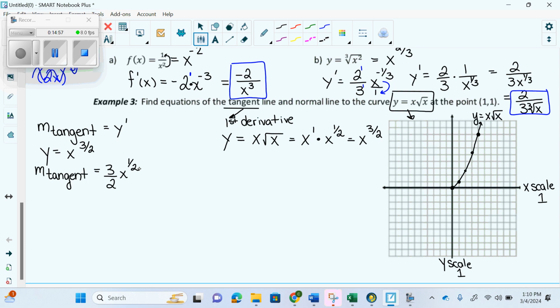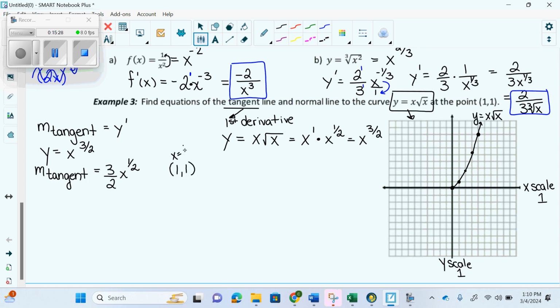We agree? So I can take any of the coordinates off of here. I could take 4, 8, I could take 1, 1, I could take 0, 0, I could take the random decimal ones, and I can plug them in, and I'll get the tangent slope at that coordinate. And there's infinite coordinates on this graph, yes? But they specifically told us to find the equations of the tangent line and normal line. So first off, we have to get the tangent slope at 1, 1.